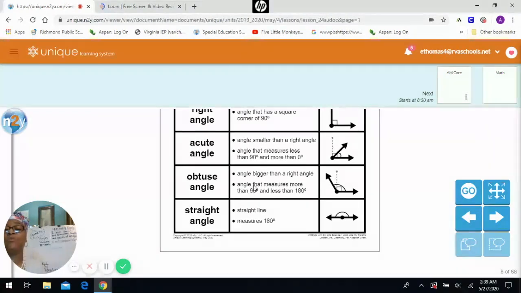An obtuse angle is an angle bigger than a right angle that measures more than 90 degrees and less than 180. So this is the 90 degree here, so it measures more than. A straight angle is a straight line that measures 180. A straight line, and this is that angle. Alrighty, very good. Now let's move on.